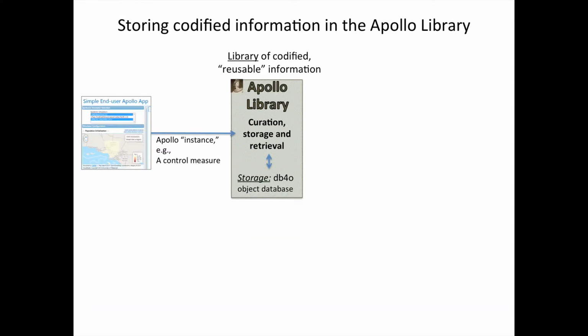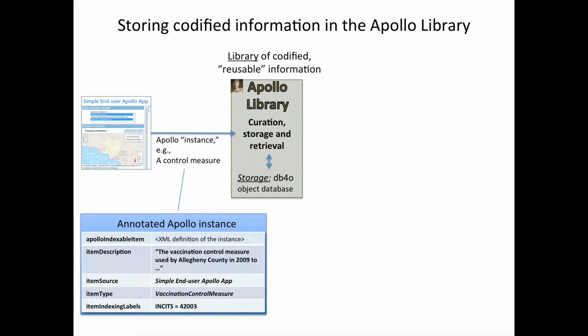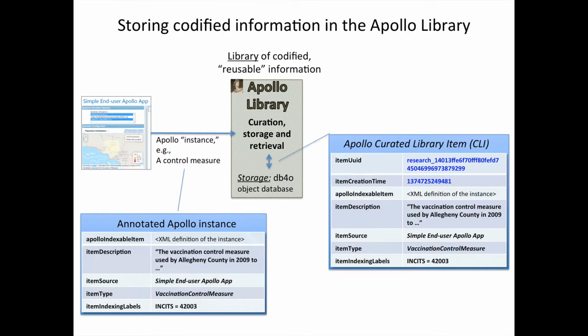Apollo codified information is curated before it is stored in the Apollo library. The curation process begins when an end-user application submits an instance of an Apollo type, such as a vaccination control measure. The application is responsible for annotating the instance with terms defined by the Apollo ontology. The Apollo library stores this item as a Java object in a DB4O database. It then creates an Apollo curated library item containing the DB4O unique universal ID and a timestamp, and stores it as well. OBC.id uses the Apollo curated library item as the basis for indexing an item.